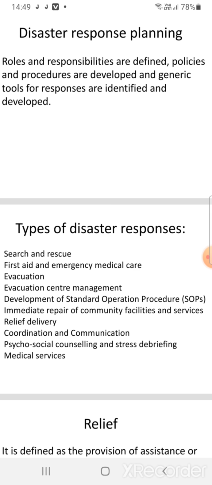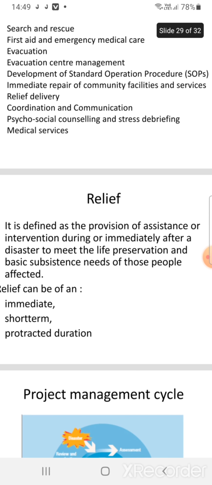Last but not the least, something we have to give importance to is relief. Now it is defined as a provision of assistance or intervention during or immediately after a disaster to meet the life preservation and basic subsistence needs of those people affected. That is a kind of relief, to relieve from the problem.